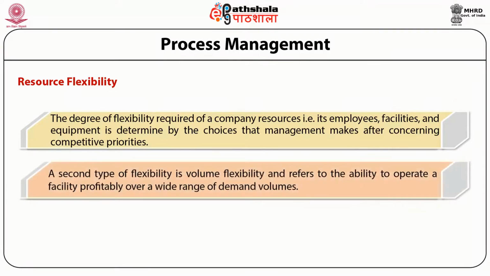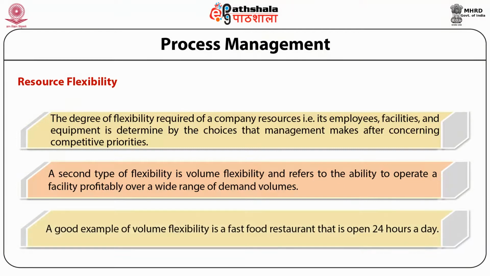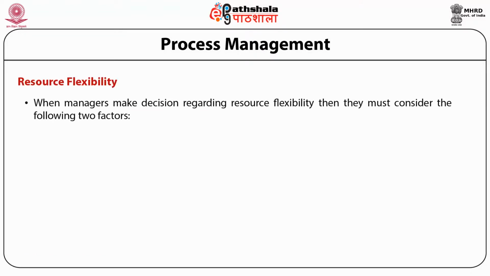The second type of flexibility is volume flexibility, which refers to the ability to operate a facility profitably over a wide range of demand volumes. A good example of volume flexibility is a fast food restaurant that is open 24 hours a day. When managers make decisions regarding resource flexibility, they must consider the following two factors: first, workforce, and second, equipment.